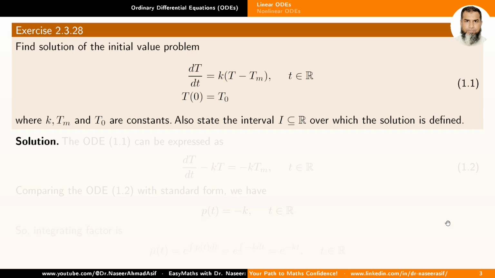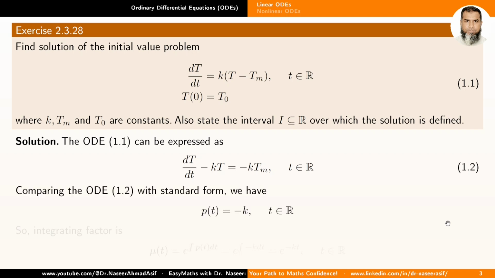Well, see solution. The ODE 1.1 can be expressed as dT/dt - kT = -kTm, where t belongs to R. Comparing the ODE 1.2 with standard form, we have p(t) = -k for t belongs to R. So integrating factor is mu(t) = exponential of integral of p(t) dt, which is equal to exponential of integral of -k dt. So mu(t) = e^(-kt) where t belongs to R.